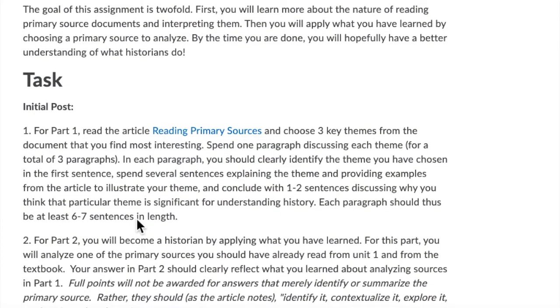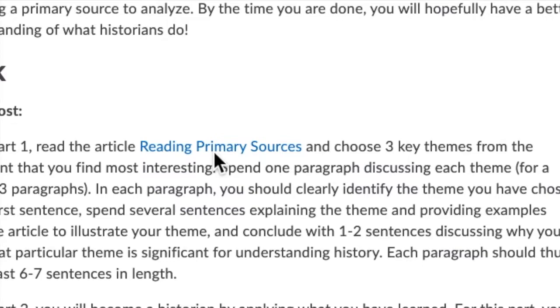First of all, you're going to be reading this article by Katherine Walbert because you're going to try to act like an historian and investigate primary sources the way historians do. So first of all, you have to understand what those methods of investigation are, and then you need to put one of them to use.